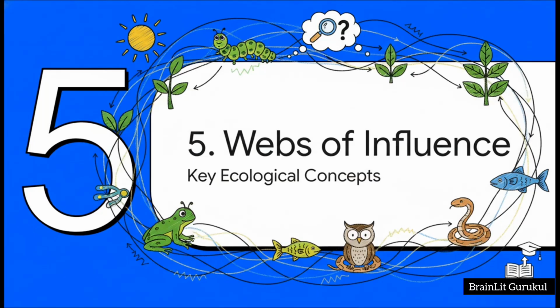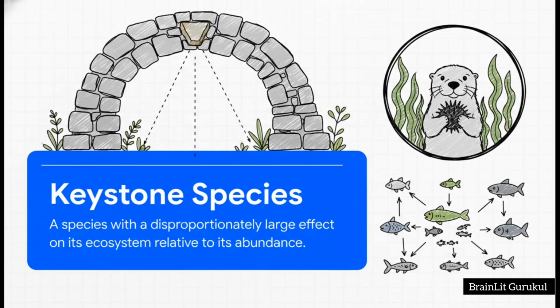All right, now that we have a feel for the complexity of a food web, we can get into some of the really juicy advanced concepts. You'll want to dial in for this because these ideas are prime material for those tricky analytical questions you find in Part C of the exam. First up, we have the keystone species.